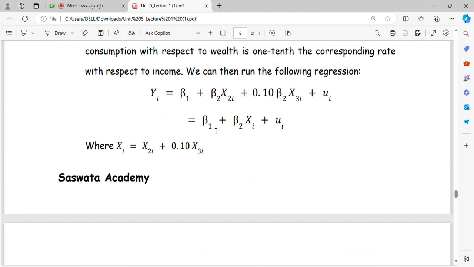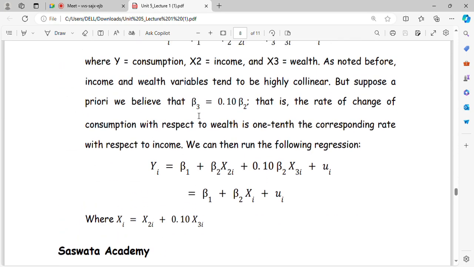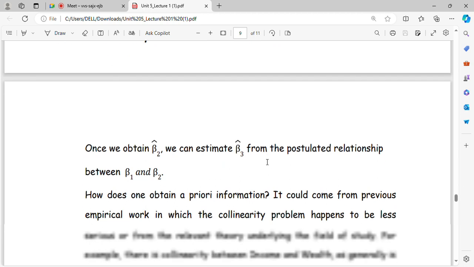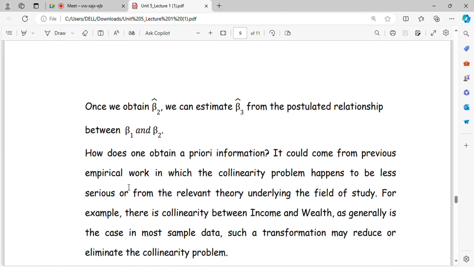Now from this, we can readily obtain beta 1 hat and beta 2 hat, right? Once we obtain beta 2 hat, we can easily estimate beta 3 from the postulated relationship, that is beta 3 equals 0.10 beta 2. So if we have some a priori information, we can easily use it to get the values of beta 2 and beta 3. So how does one obtain a priori information? It could come from previous empirical work in which the collinearity problem happens to be less serious, or from the relevant theory underlying the field of study.